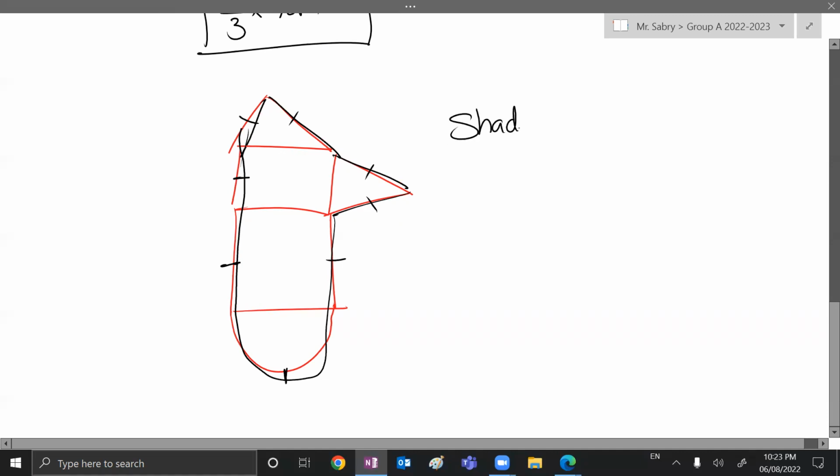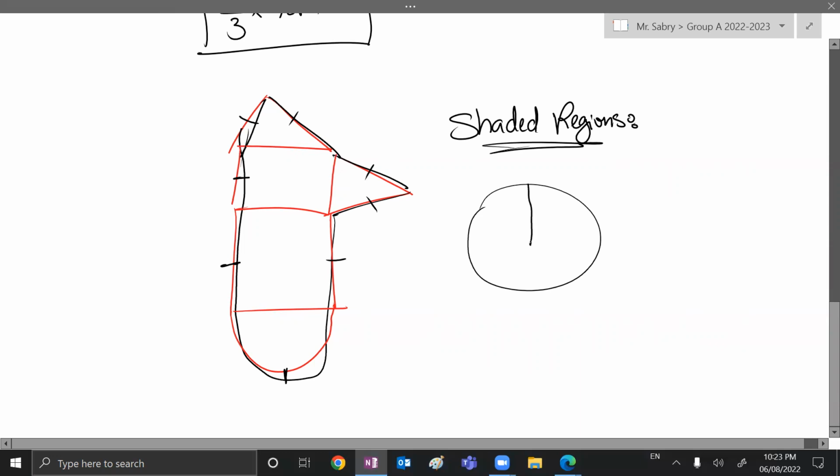Okay, what else is important? It's the idea of the areas of shaded regions. Whenever you need to find the area of a shaded region, you need to subtract things from each other. What do I mean by that? You'll be given something like a circle, and inside that circle you're given a sector over here and a triangle, and you're asked to find the area of this shaded region.